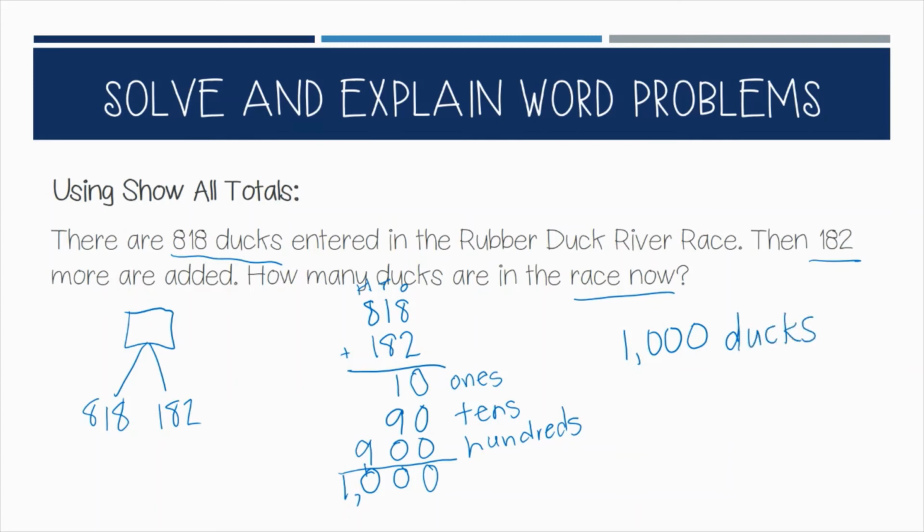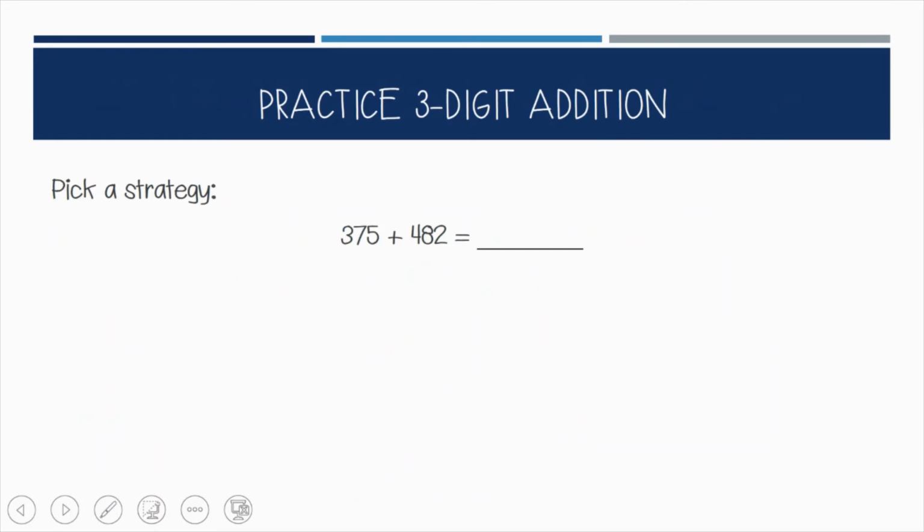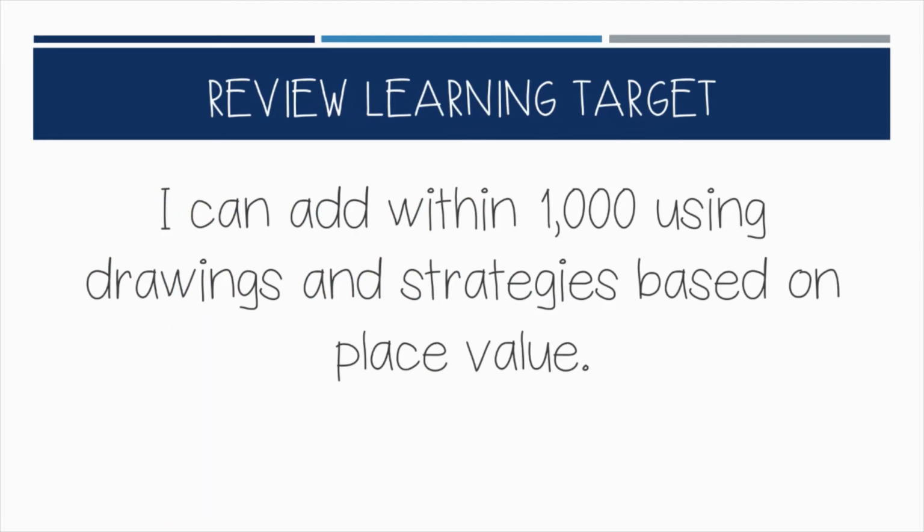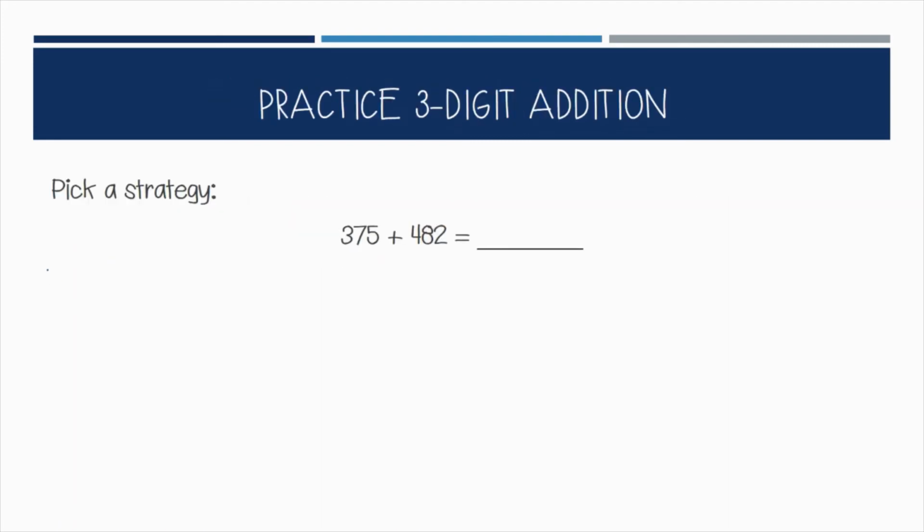That was a little bit of a tricky one because we had a lot of regrouping that we had to do. All right, let's do one more. Now for this one, we're going to do 375 plus 482, and we're going to do all three of the strategies because it's pick a strategy. But because you're not here with me and you can't pick it, I'm going to show you all three. So let's start with our proof drawing.